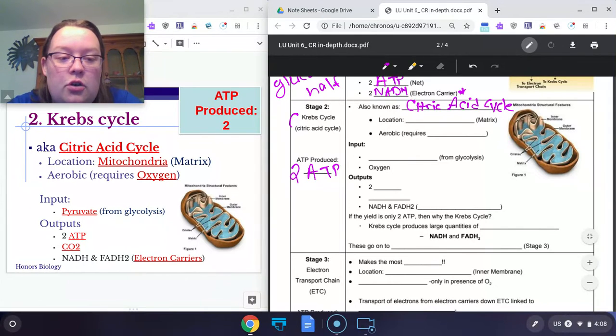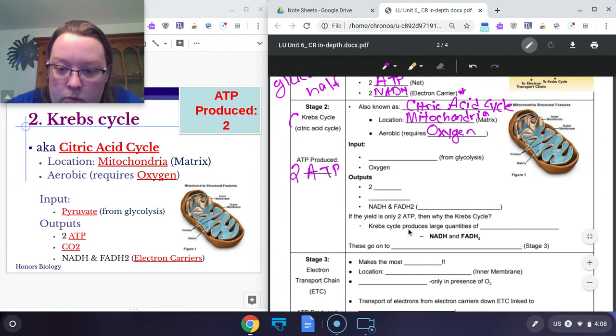For those of you who like to know why, it's also known as the citric acid cycle because in this process, we're going to make a citric acid, and that's where the name comes from. This is going to happen within the mitochondria, in the matrix, and because it happens in the mitochondria, it requires oxygen. Anytime we move into the mitochondria, it requires oxygen.